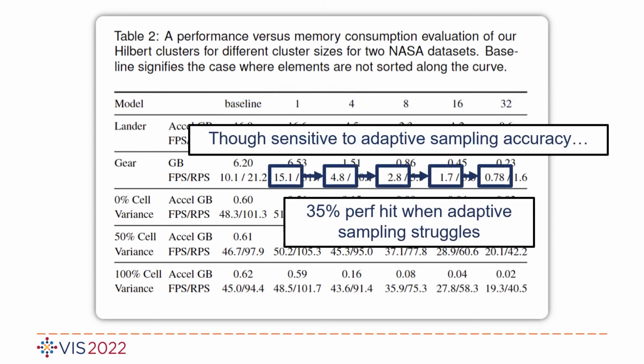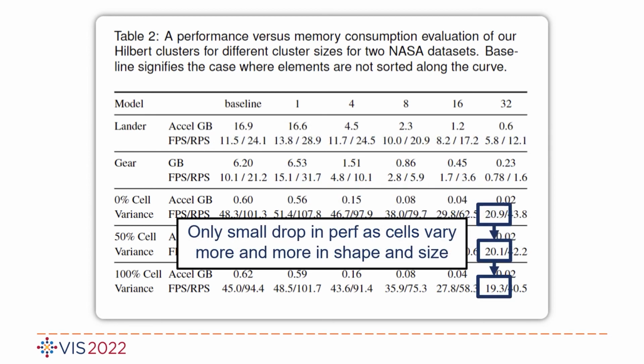So with our landing gear example, the small features are still really hard to adaptively sample, which results in more point queries and a higher sensitivity to linear searches at the leaves. So for that dataset, we actually take about a 35% hit to performance every time we cluster a pair of elements together. Fortunately, we found that our Hilbert clusters are relatively robust to varying cell sizes. And if we generate uniform tetrahedra versus highly varying tetrahedra, we find that varying cell size doesn't significantly impact performance as we cluster more and more elements together.